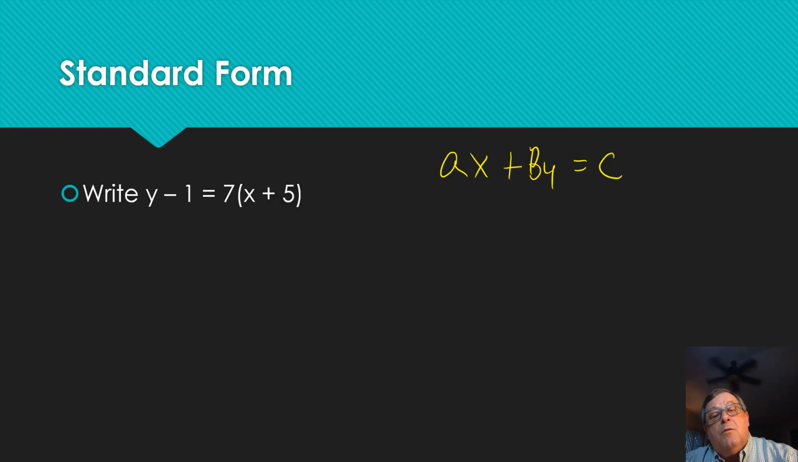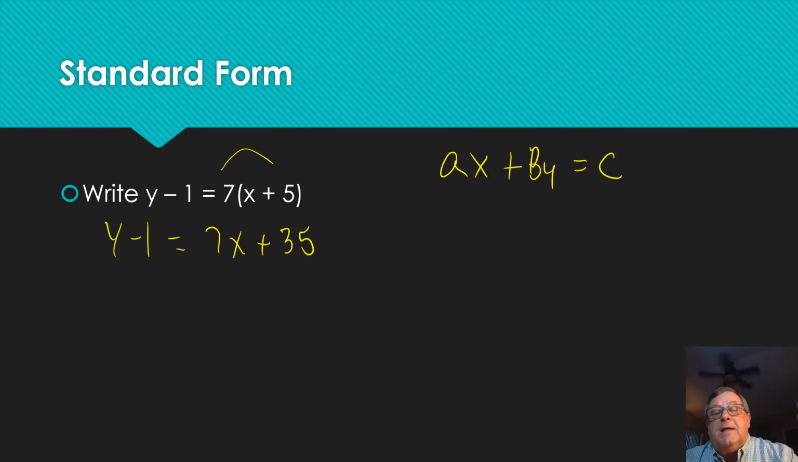So first thing I want to do is distribute. Well, no, I'm going to solve it in terms of standard form, excuse me. But I first want to distribute this 7 to the x plus 5. So now we've got y minus 1 equals 7x, and then 7 times 5 is 35.